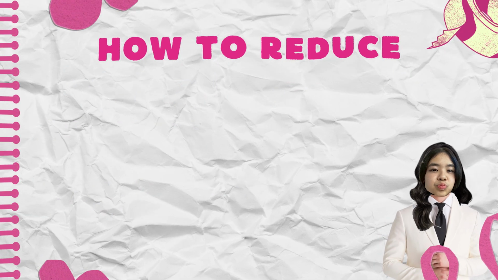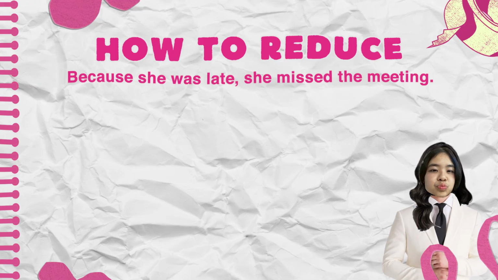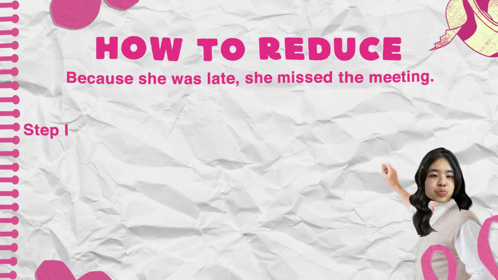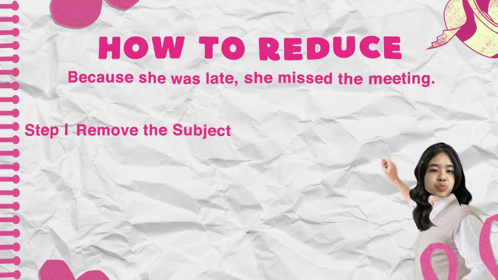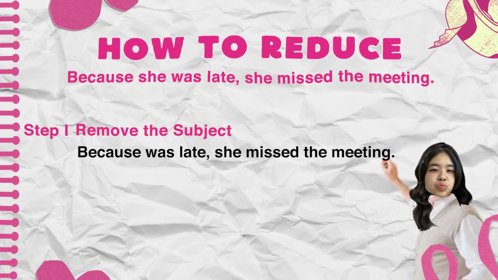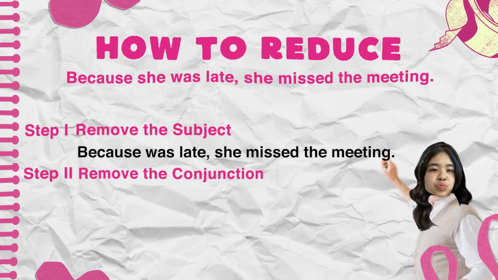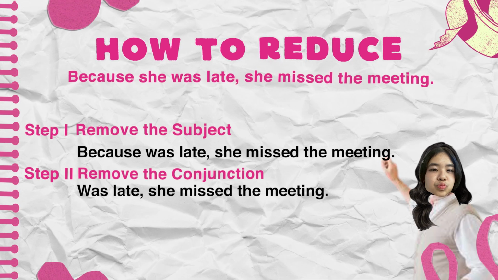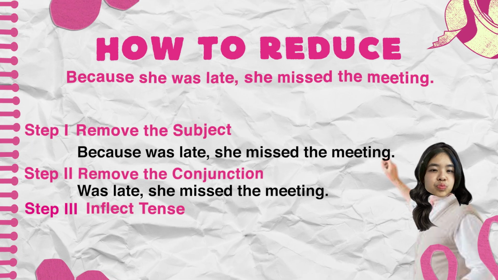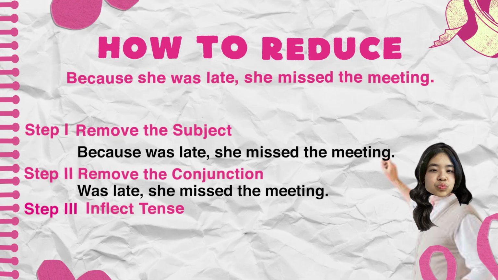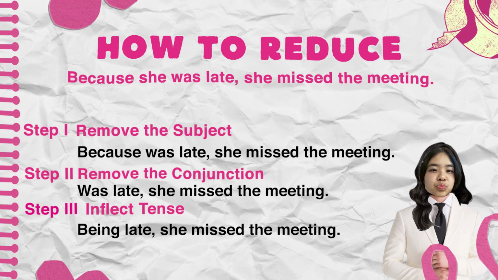The second example is: because she was late, she missed the meeting. First, just do the same steps as the first example. One, remove the subject of the sentence, she. Then it will turn into: because was late, she missed the meeting. Second step is to remove the conjunction, because. It will turn into: was late, she missed the meeting. The last step is to inflect the tense of the verb was. Past simple into present participle, was into being. Then the answer is: being late, she missed the meeting.